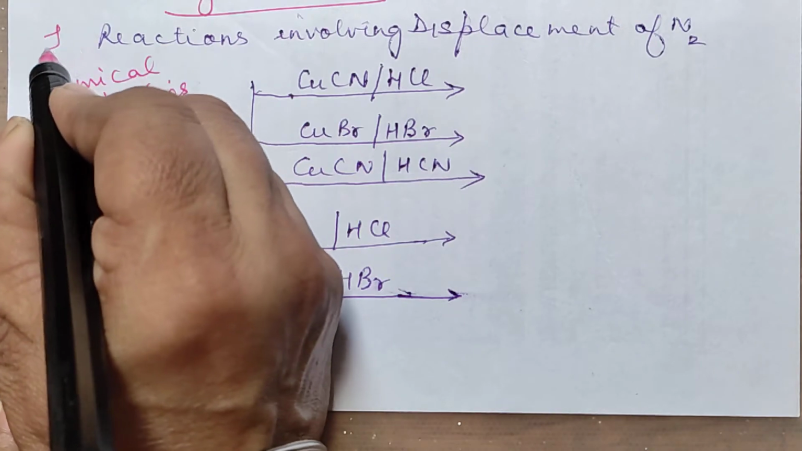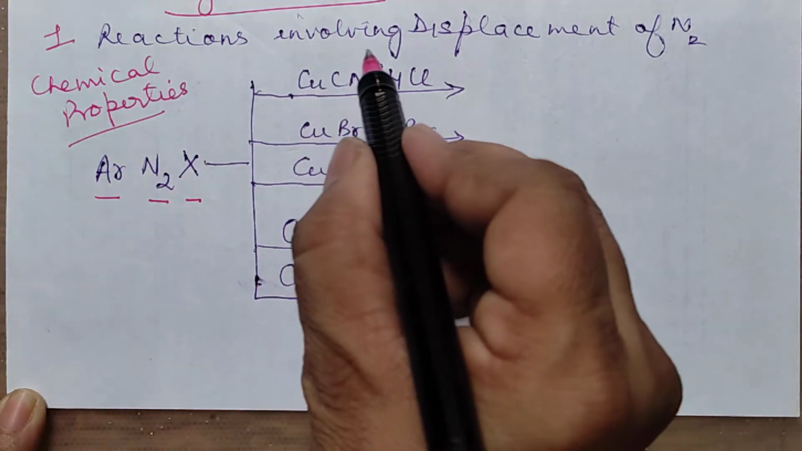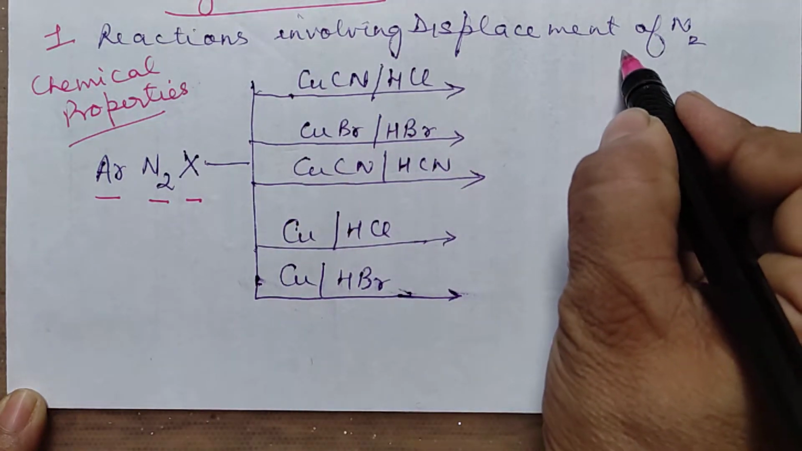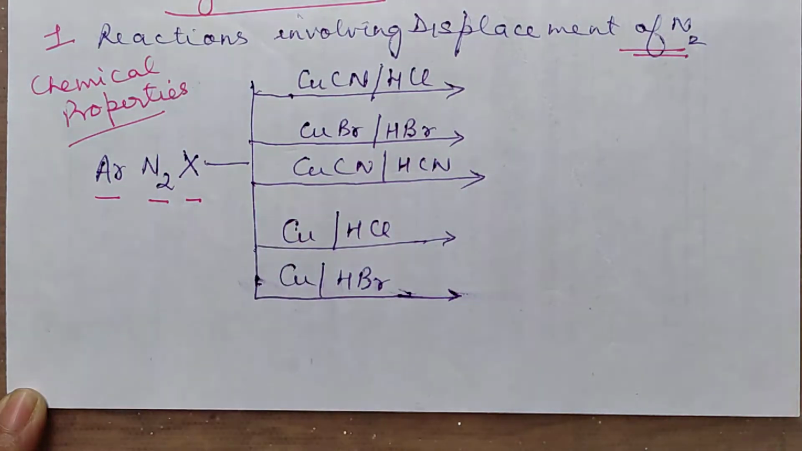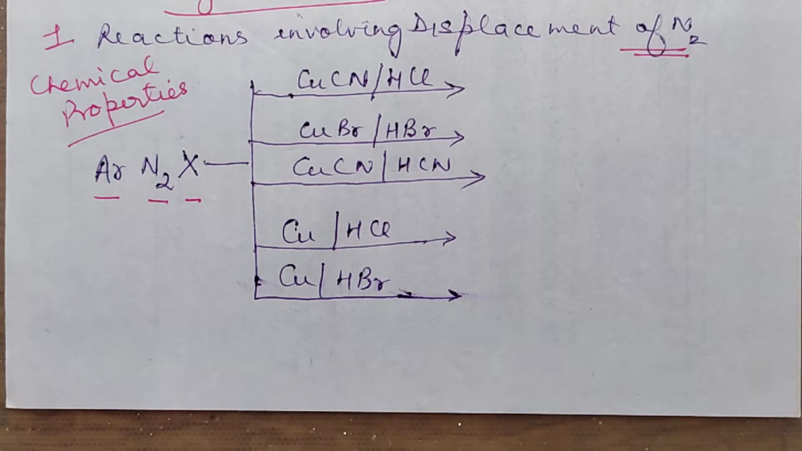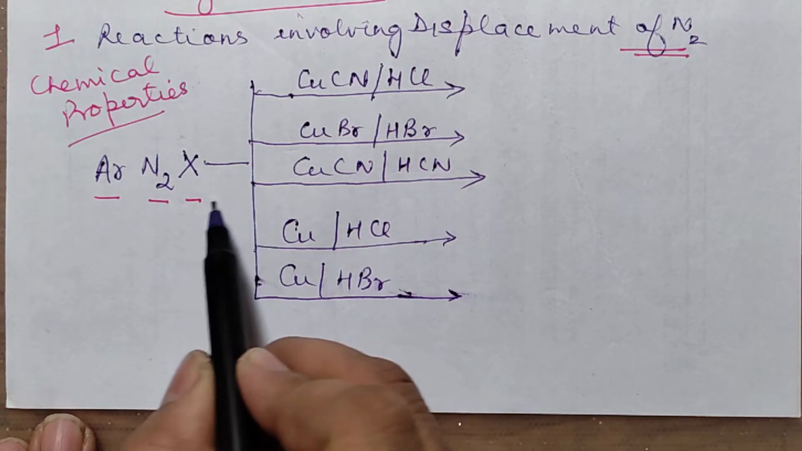So the first heading is under which we study reactions which involve displacement of nitrogen. That means nitrogen is evolved in such reactions. So if nitrogen is evolved under this heading, you have a certain set of chemical reactions that we are discussing. Now one thing is, the diazonium group is a very good leaving group. This part is a good leaving group.